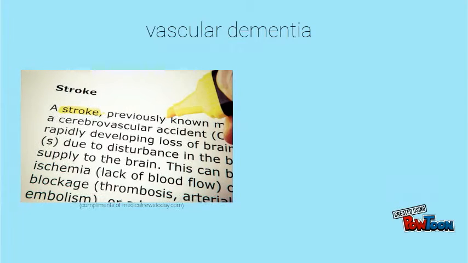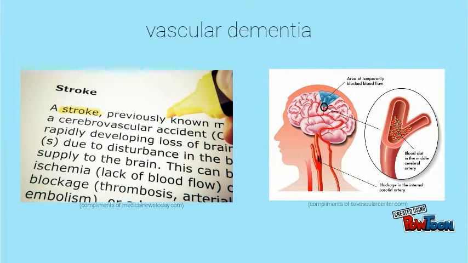Vascular dementia usually has a more sudden onset, showing symptoms within 3 months of one or more strokes. In this case, cognitive decline is a result of infarction or deprivation of blood supply to an area of the brain.